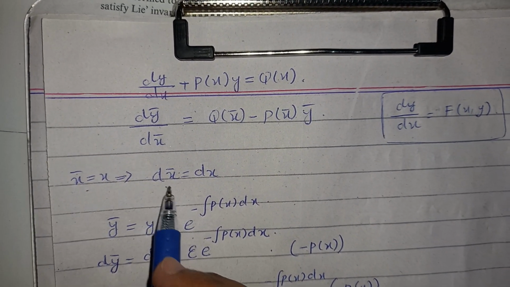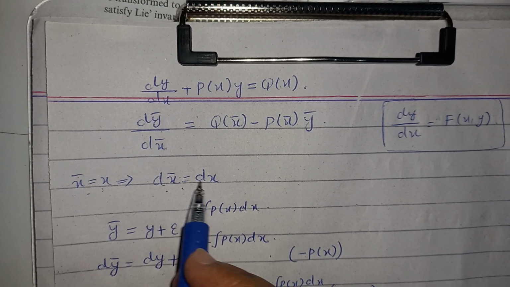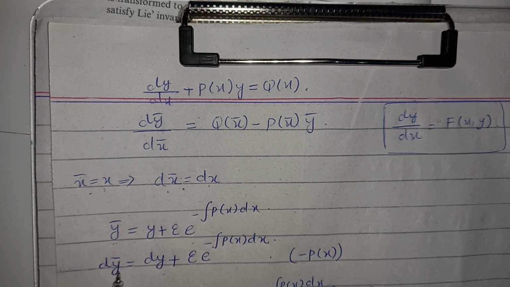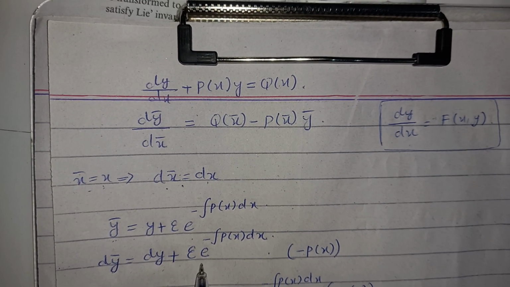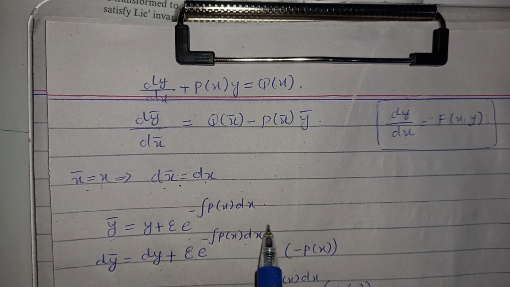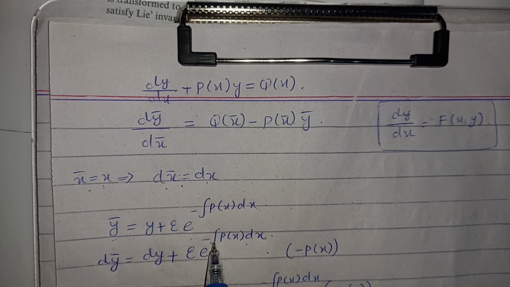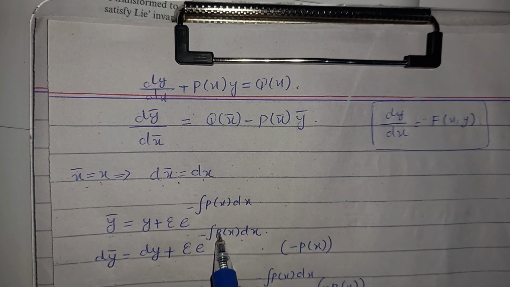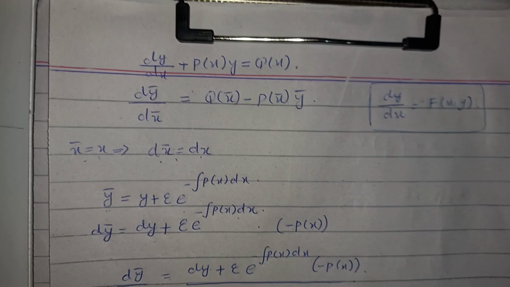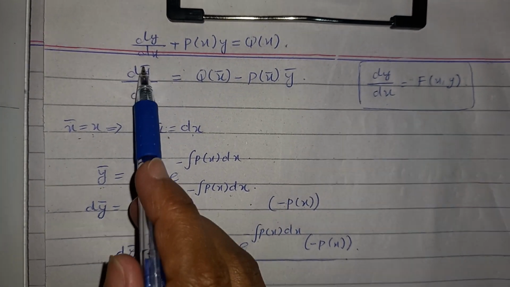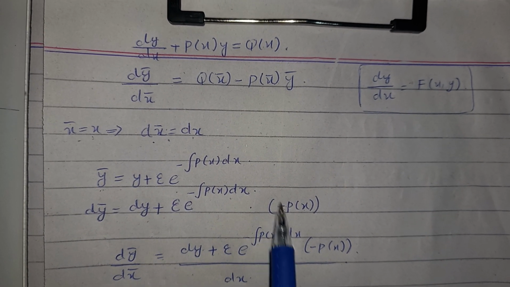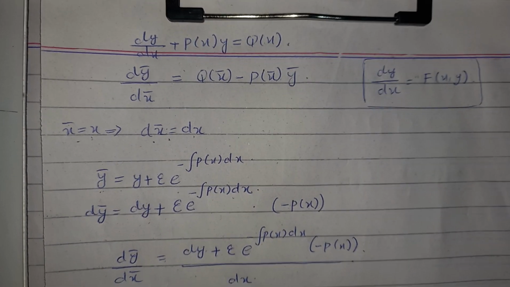So dx bar means if we take the differential on both sides, we will get dx, and in the similar way if we take the differential of y bar, then it will become equal to dy plus epsilon e raised to power integral p of x dx, and after that the derivative of the power and integration and differentiation are opposite of each other, so they will be cancelled out with each other and we will get minus p of x. Now similarly we want to find dy bar by dx bar, and if we divide this term with the dx bar, then we will get this one.